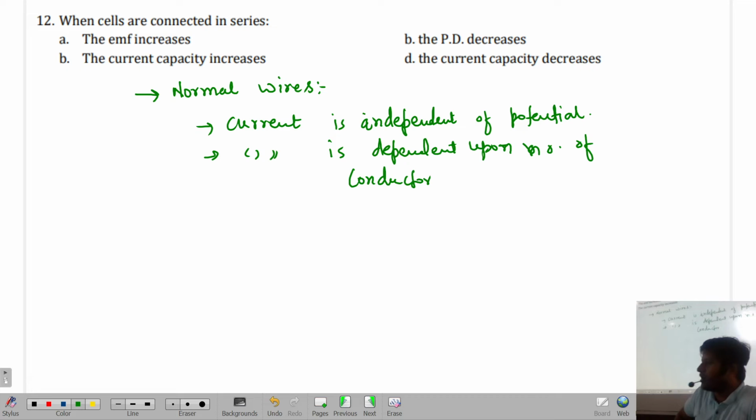So current is dependent upon number of conductors. It is not dependent upon potential difference. Second thing, it is dependent upon resistance. So current is independent of this connection of batteries. Current capacity increasing or decreasing is not possible. Potential difference decreasing is not possible. What is going to happen? If you connect them in series, battery capacity increases, so EMF increases. Understood or not? Okay, write this fast. It is independent of potential. Very much important point. Everyone gets confused in that.